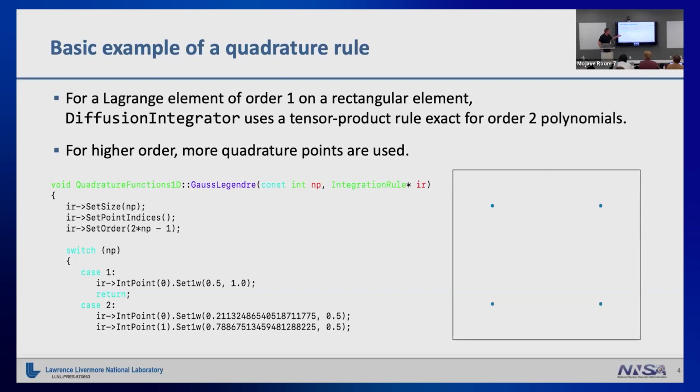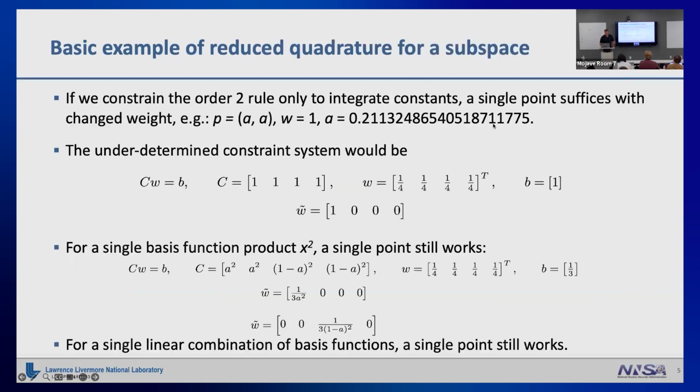As you can see here, we can take this rule with 2 points in 1D, and you get 4 points in 2D. That's exact for order 2 polynomials. Everybody has seen this kind of thing before. What if you only want to integrate constants? Well, you already know that you can just use a single point. You could take the midpoint. You could also take one of these existing quadrature points.